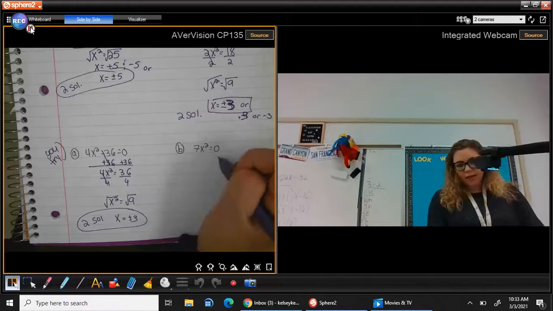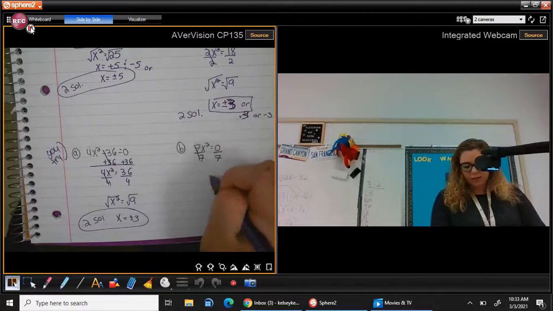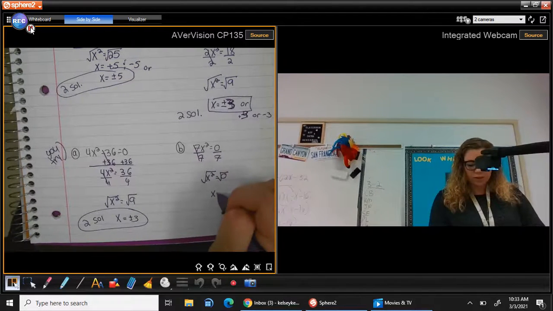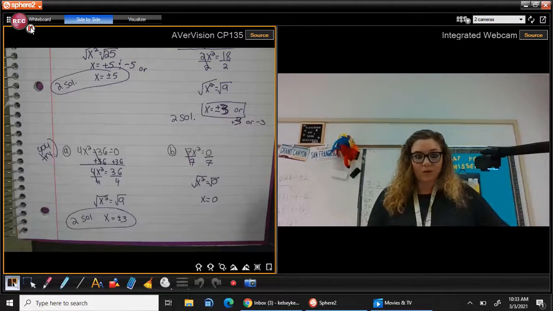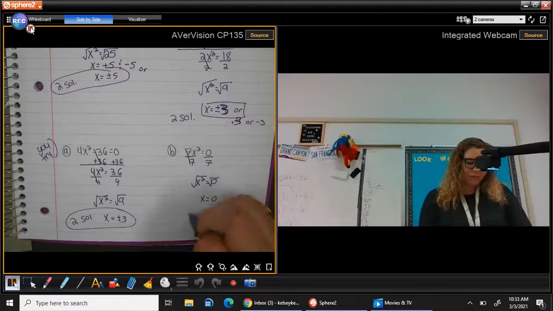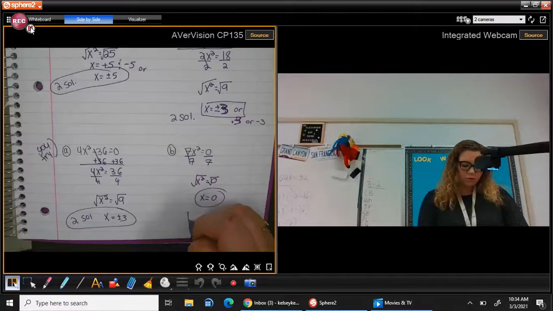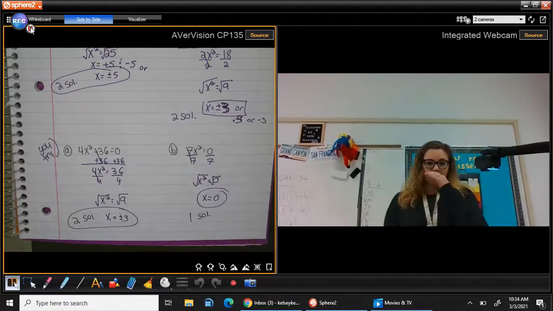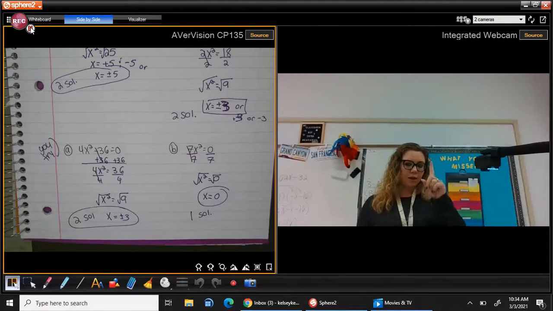So for this one, x squared is not by itself yet, so I need to divide both sides by 7. I get x squared equals 0. Take the square root. The square root of 0 is just 0. It's not positive, it's not negative, it's just 0. So anytime you have this, you're just going to have one answer. So one solution, and that is that x equals 0. Now if it was a number, you would have plus minus. With 0, you're just going to have one solution.